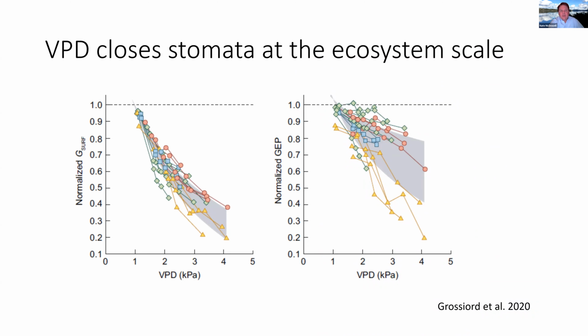This impact of rising VPD on stomatal function is also manifest at the ecosystem scale. The panel on the left is a whole bunch of eddy covariance data results where we calculate conductance of the surface, of the land surface, as a function of VPD. And you can see this very consistent decline in conductance at the ecosystem scale. Likewise, gross ecosystem production from those same sites declines similarly.